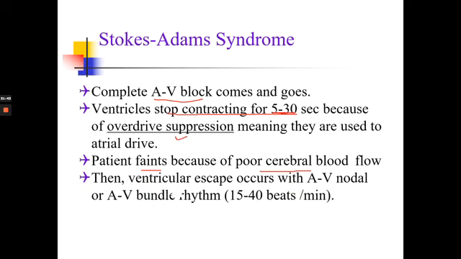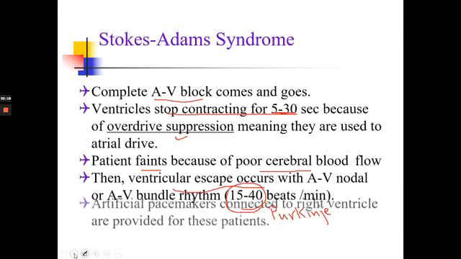Then the ventricles escape the effects of the parasympathetic, with the AV node and AV bundle, and it resumes its own rate, the Purkinje, with a rate of 15 to 40. And when the heart starts pumping with a rate of 15 to 40, say it's 30, 35, then the patient will become conscious again, awaken.